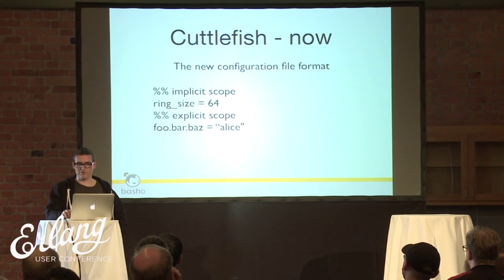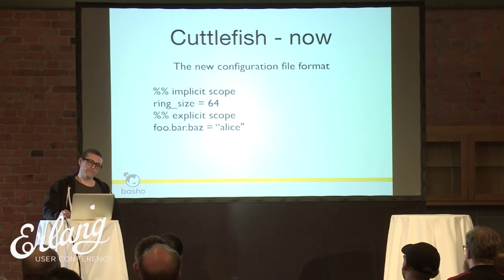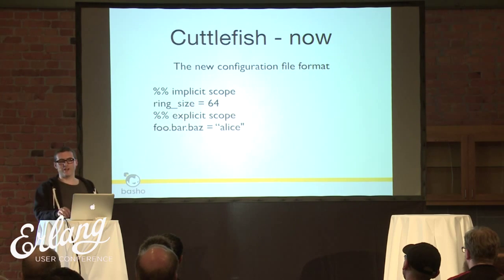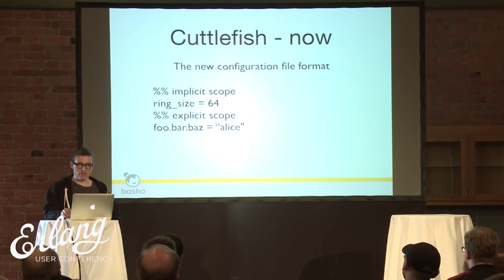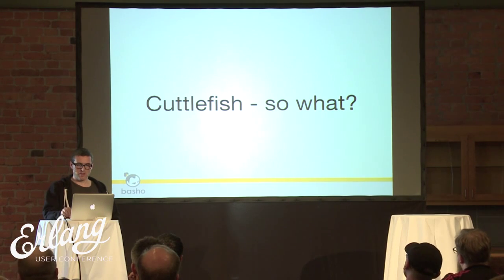So the new configuration file format is shrunk down to something like this. Cuttlefish itself is an open source project. My understanding, just from reading through the commit messages, is that you can provide a mapping file for any kind of properties file format like this, and it will map it onto the Erlang term format, for want of a better word.